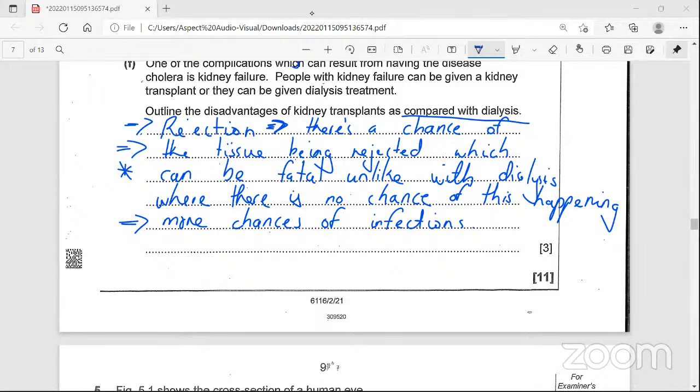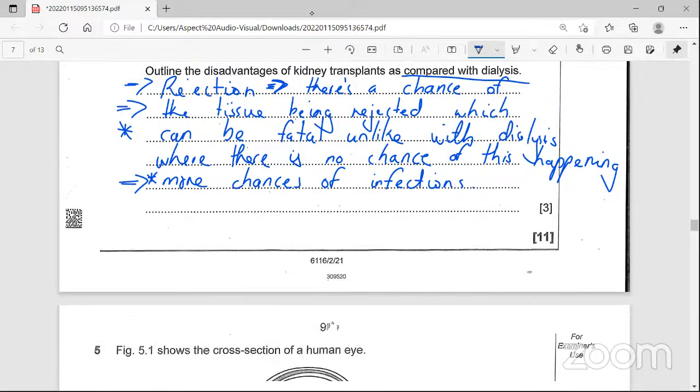Why are we making it a third point, sir, if it's already part of it? No, it's actually not similar. This one is tissue rejection, right? Your kidney is not compatible in your body, but here there's a chance of it being infected. Since it was surgery, they opened your body, there's a chance of bacteria entering your body through that wound. Does that make sense? Yes, sir. Anything else? Can we move on?